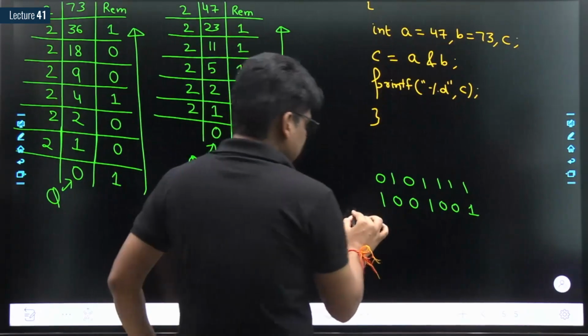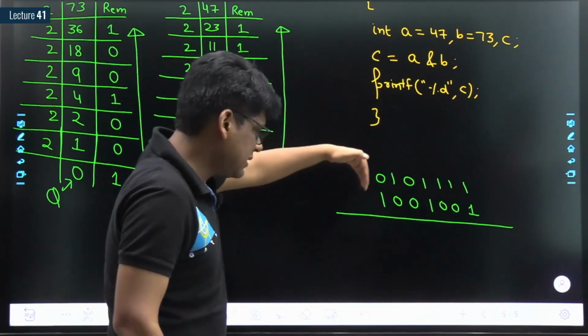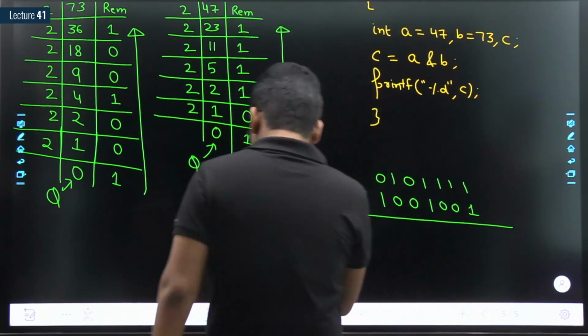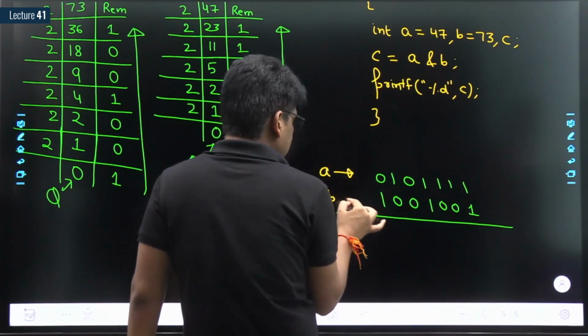Okay, let's try to find out. Sir, bitwise AND. Why do we need this? Why is it unnecessary? Waste of time. Sir, let me perform. See, this is A and this is B.